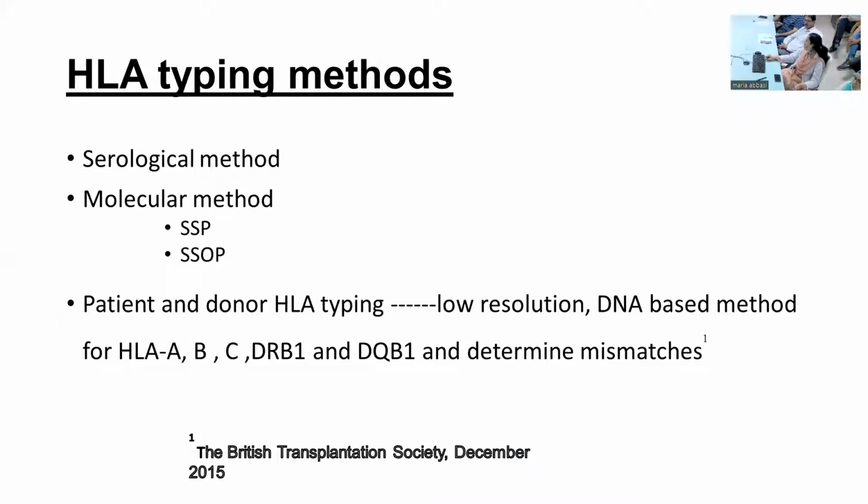And they need to determine the mismatches. Now, mismatches are very important. What do we mean by mismatches? Mismatches mean those antigens which are present in the donor but not in the recipient. So if there is a transplant, there are chances that the patient will develop antibodies against those mismatched antigens. So it gives the picture about the rejection, so we need to mention the mismatches. For example, you must have seen in our HLA report, we mention 6 by 10 mismatches. It means there are 6 mismatches out of 10 loci.